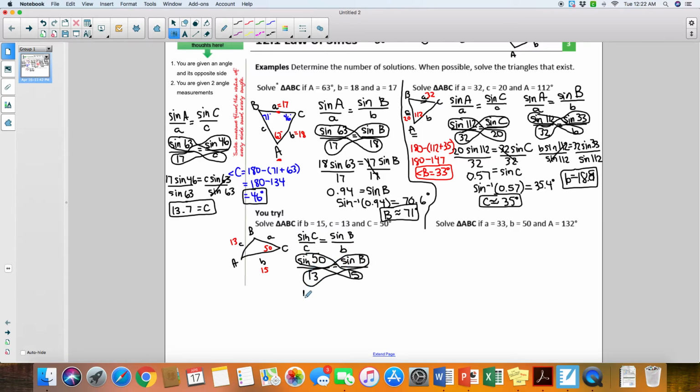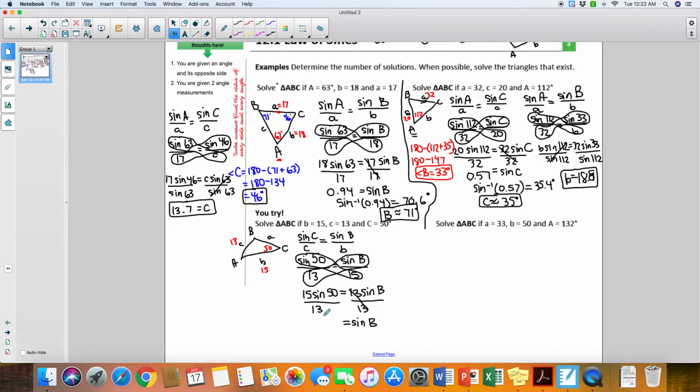All right, and that would have been 15 sine of 50 equals 13 sine B. All right, next thing you should have done was get rid of the coefficient and divide by 13 on both sides. All right, so that would have canceled out. You would have had sine of B.